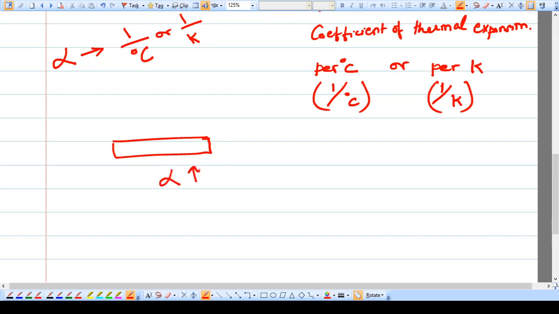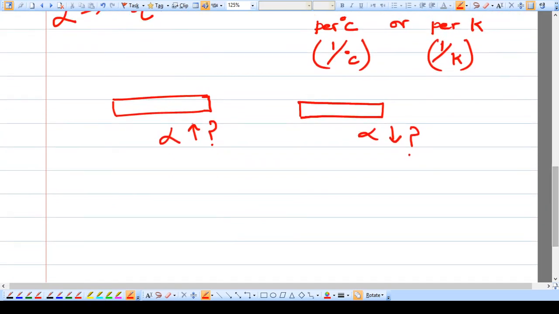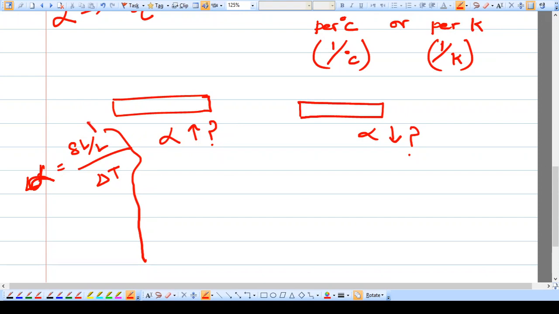Alpha may be a high value or a low value. What happens if alpha is high and what happens if alpha is low? From the formula we can conclude alpha is equal to delta L by L divided by delta T. So this is your formula. If your alpha is high, then it indicates that the elongation is high, for the same delta T.